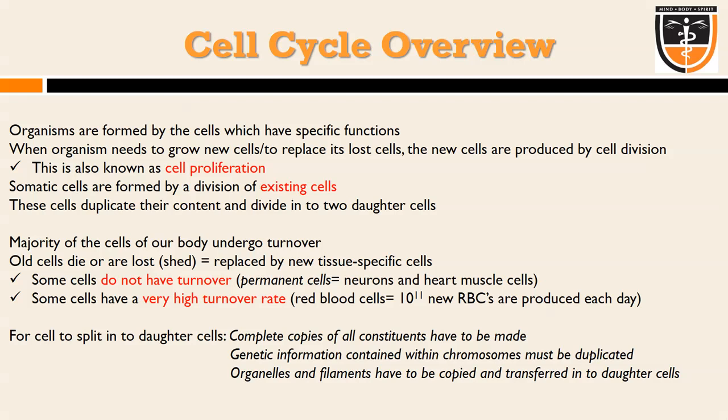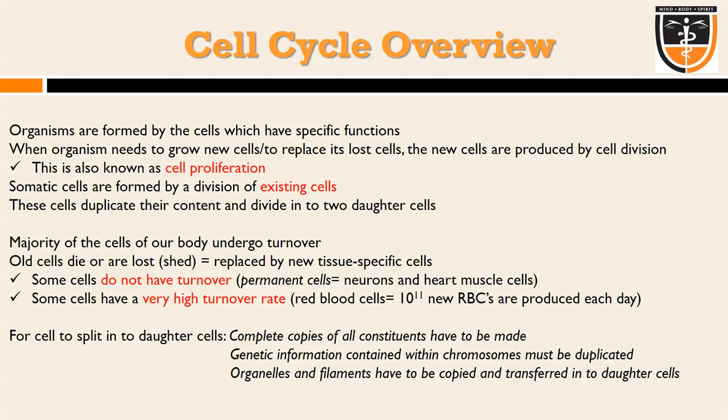We know that most of our cells in our body, somatic cells, are actually made from division of existing cells. And we know that whenever cells divide, the mother cell will divide into two equal daughter cells through this process. Now, the majority of cells in our body are going through turnover. I don't know if my colleagues mentioned to you, but every 2 or 3 weeks, you're a completely new person, okay? Because old cells will die and they will be replaced with new cells.